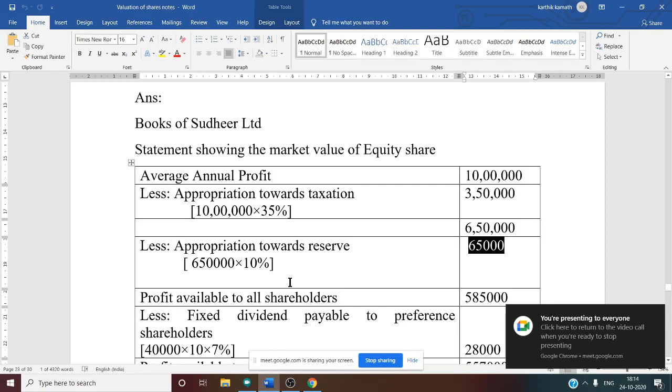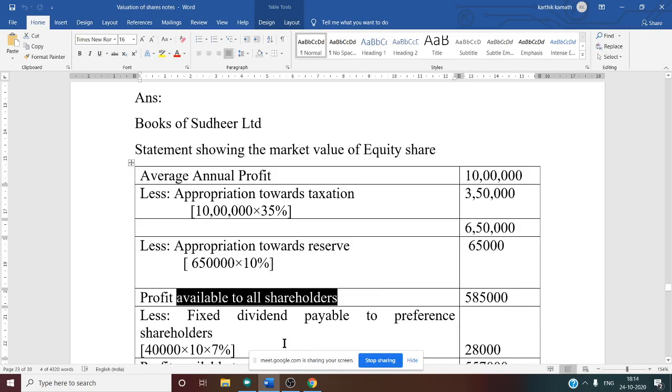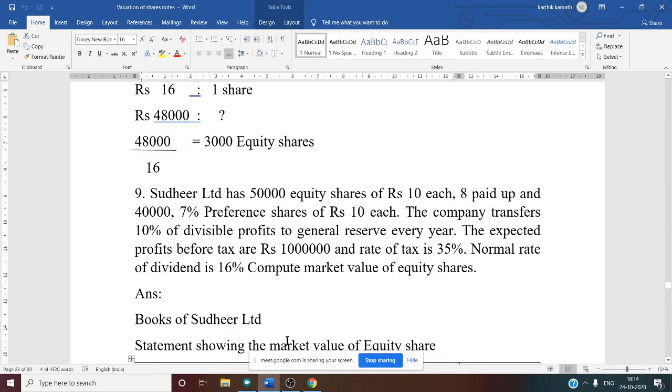After this, we want profit available to equity shareholders. Now we have profit available to all shareholders, and in the market value method you need to deduct only the dividend of preference share. Preference share capital does not appear, preference share redemption premium does not appear, only the dividend appears in market value. But in the case of the net asset method, there is a deduction of preference share capital as well, a deduction of arrears of dividend as well, and a deduction of redemption premium as well. But we are here following the market value method.